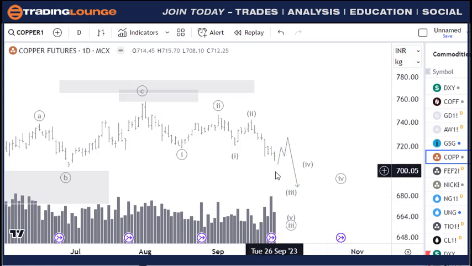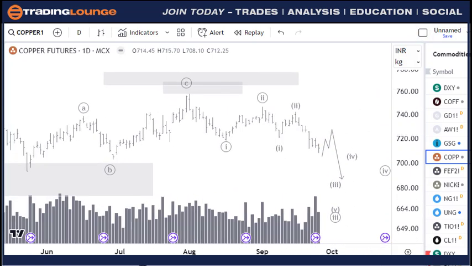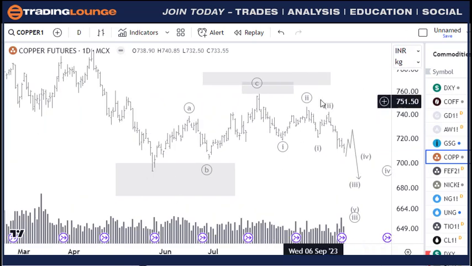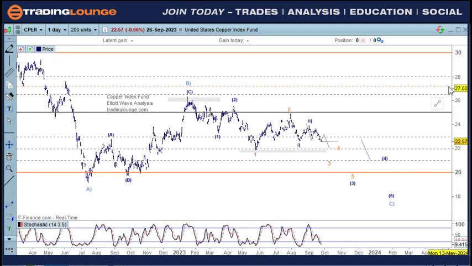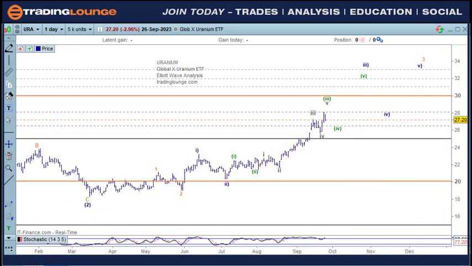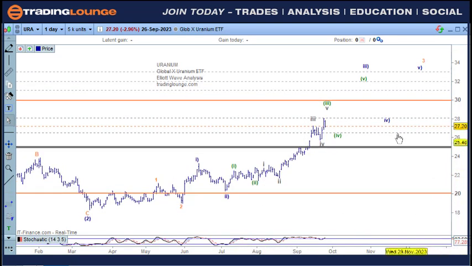So if that happens, we'll point out a short trade for the futures market. But yeah, definitely to the downside for these markets. And then we come over to uranium. I won't do iron ore. I'll just spend a little bit more time on this particular horse here.